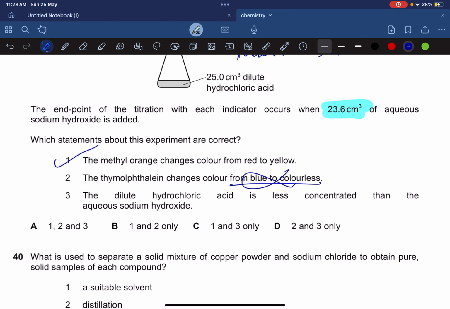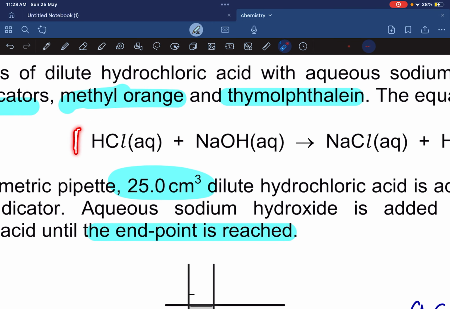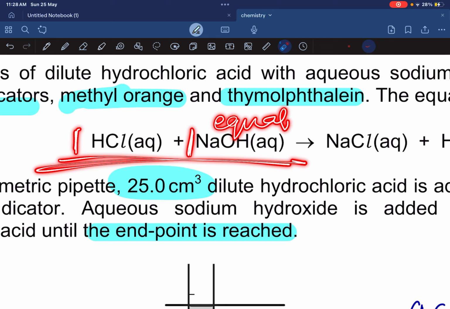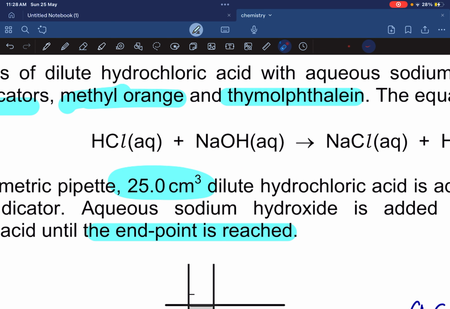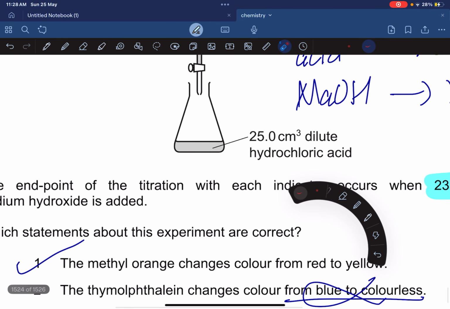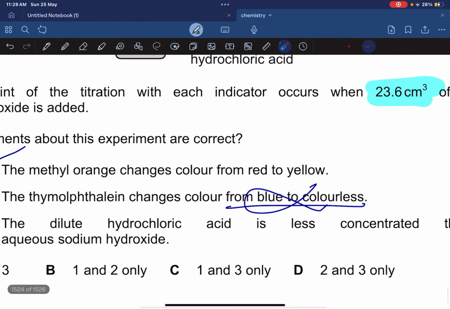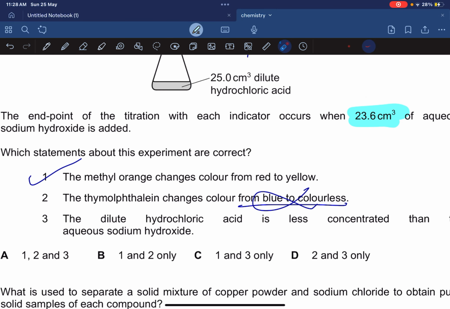Very confusing option 3: the dilute hydrochloric acid is less concentrated than the aqueous sodium hydroxide. That's what you're going to get from the equation. 1 mole of this should react with 1 mole of this, so both of their volumes should be equal. If they have equal concentration, then an equal volume of HCl must react with an equal volume of NaOH. But what's happening here is that with 25 cm cubed of hydrochloric acid, 23.6 cm cubed of aqueous sodium hydroxide is added. So the dilute hydrochloric acid should be more concentrated. Why should it be more concentrated?